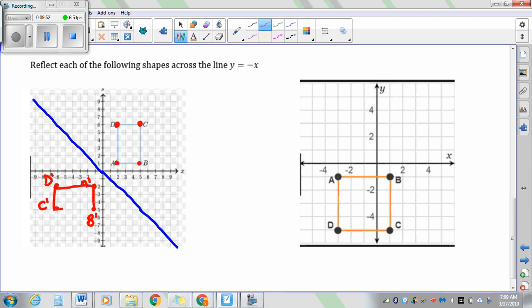And you'll notice if you start with a rectangle, you should still end with a rectangle. If you start with a triangle, you should still end with a triangle. If you start with a circle, you should still end with a circle, right? Make sure that your line is correct.